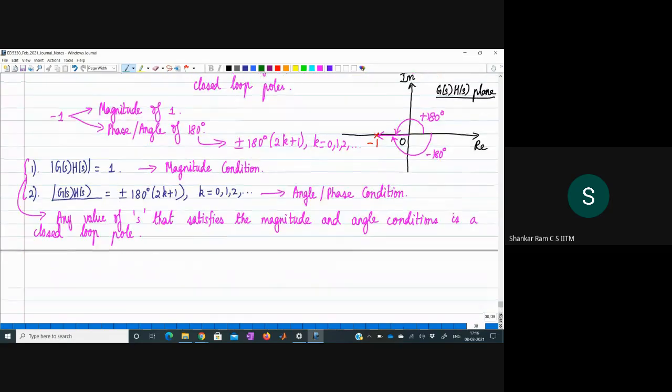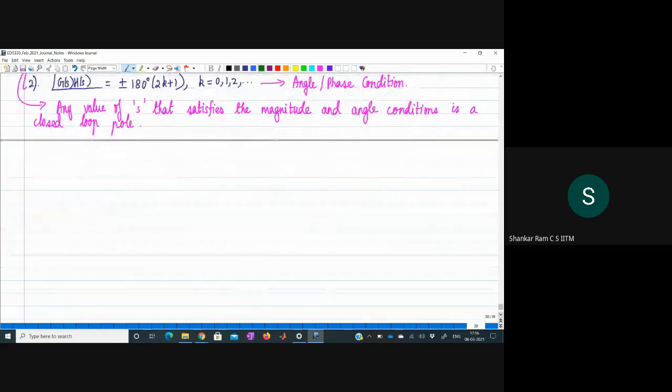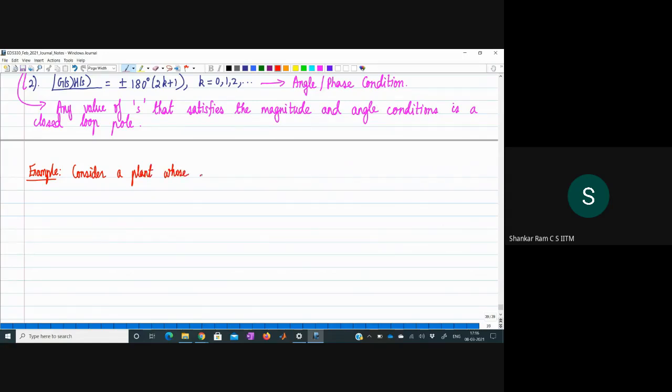In this process, I am going to explain the steps by considering an example. So let's write down the problem statement, and then we will start solving it, and in that process we will learn the steps in constructing the root locus. So let us consider a plant whose transfer function is 1 by s squared plus 4. Okay, so this is the transfer function.